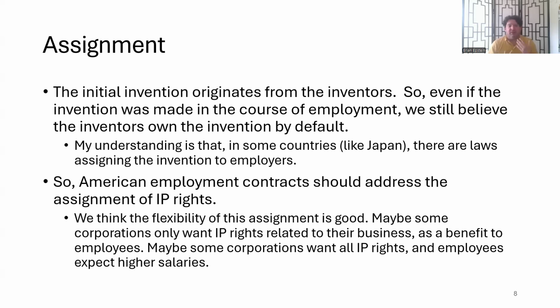Because America is different, American employment contracts should address the assignment of IP rights. When you sign the employment contract, you should know what you're agreeing to because each company might be different. And we think this flexibility of the assignment is good. Maybe some corporations only want IP rights related to their business, and they would do that as a benefit to employees, right? If you are employing very creative people who might have a lot of ideas, maybe you don't want to ask for all of them.